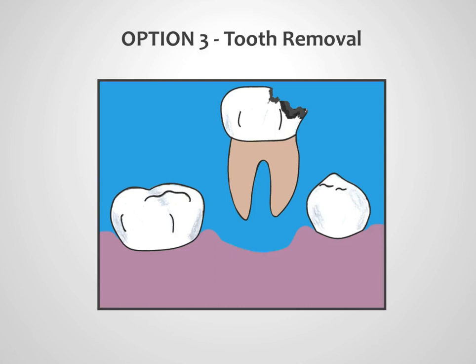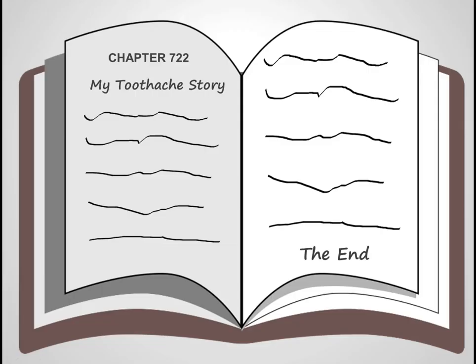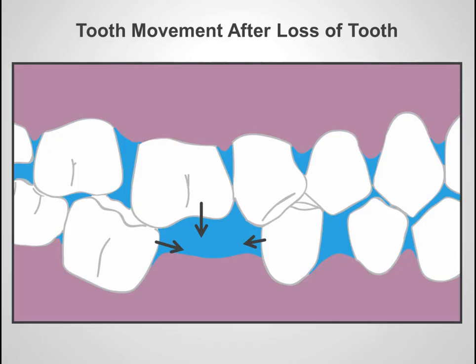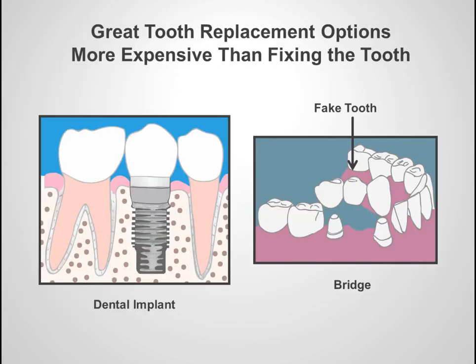Option 3 is removing your tooth. Of course, tooth removal is definitive treatment for your infection. It may be a very tempting option for some people who want to be done with this darn tooth. But when you think about it, this toothache chapter of your life will be short, relatively speaking, while tooth loss and its effects can last a lifetime. There are quite a few consequences to tooth loss, including unhelpful shifting of teeth. Yes, we do have fantastic tooth replacement options, such as dental implants or bridges, but these procedures are typically more expensive than fixing the tooth.